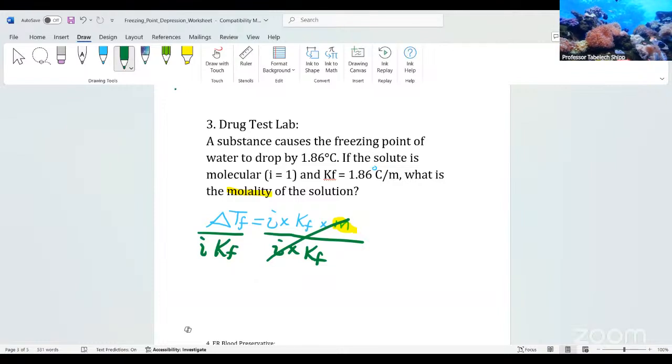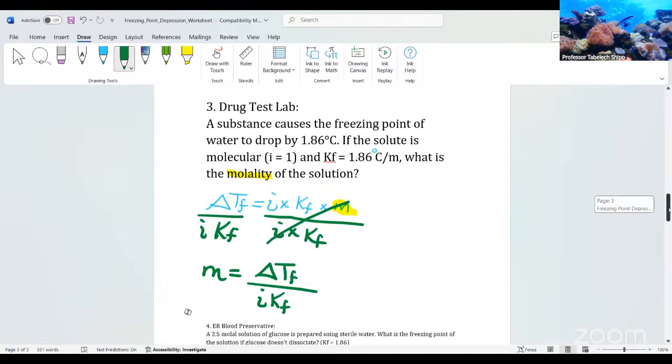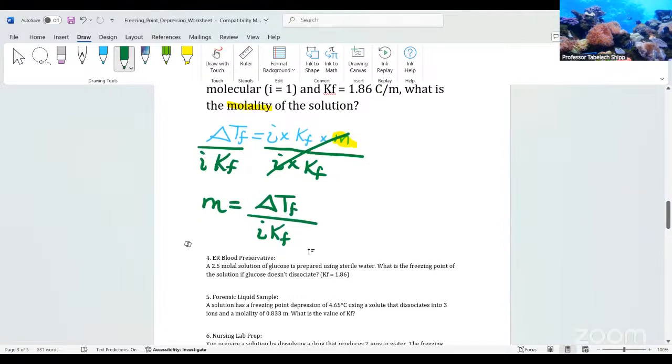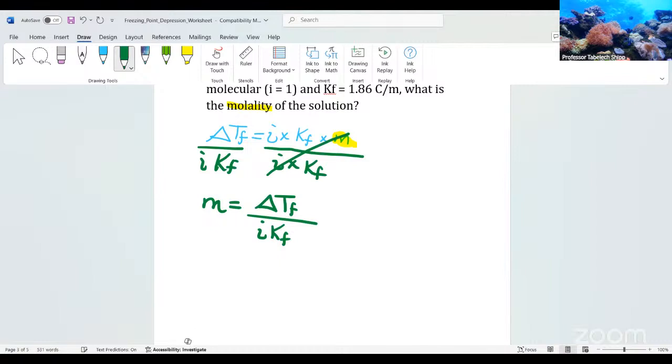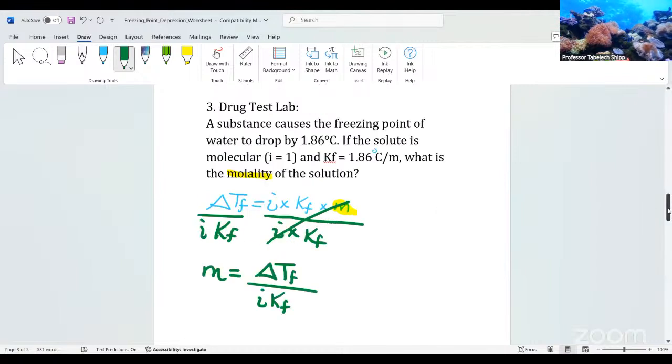So I'm going to rewrite this formula. The little molality formula m is equal to the delta T of F divided by I times K of F. Now you're probably saying, wait a minute, I thought the formula for molality was equal to the moles of the solute divided by the kilograms of the solvent. That is correct. But if they give you other variables in your problem, then you can rearrange the original formula to solve for molality in that regard.